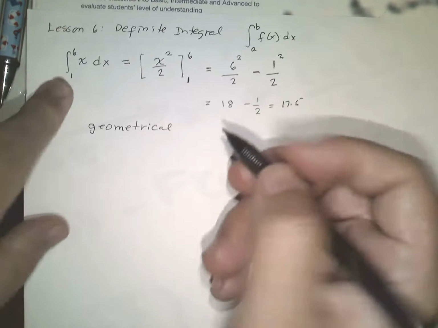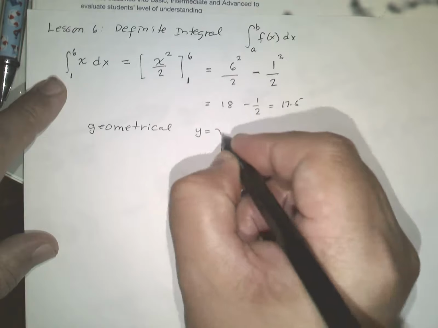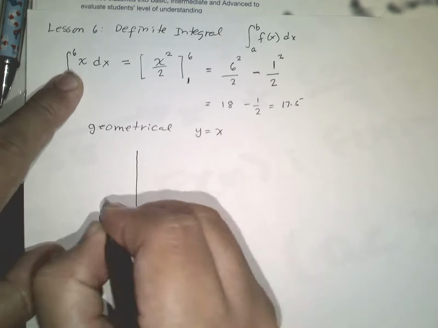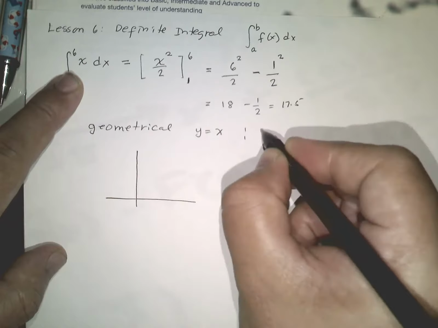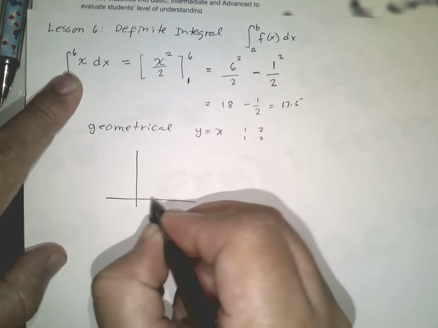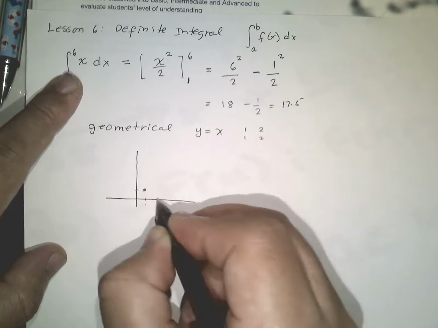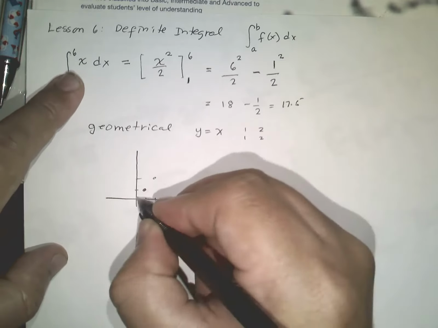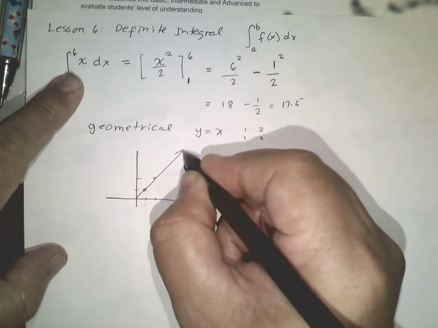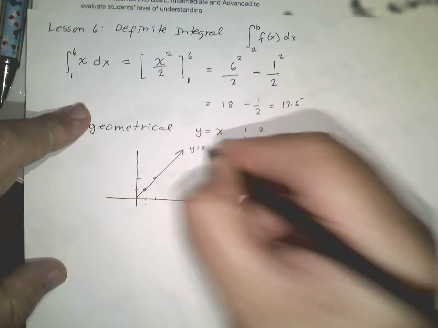This x here is actually your y equals your function x. When you draw that, you know that if x equals 1, y is 1. If x equals 2, y is 2. So let's say that's my 1, that's my 2, and then I connect. So this one is my y equals x.